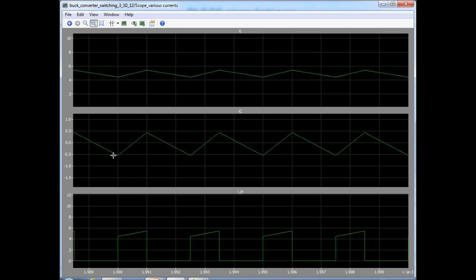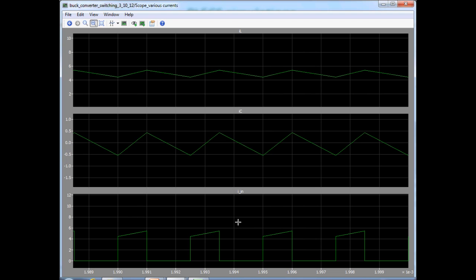It varies between minus 0.5 and plus 0.5 for a peak-to-peak variation of 1 ampere, and the average, by definition of steady state, should be 0, and it is exactly equal to 0 as confirmed by the middle waveform.